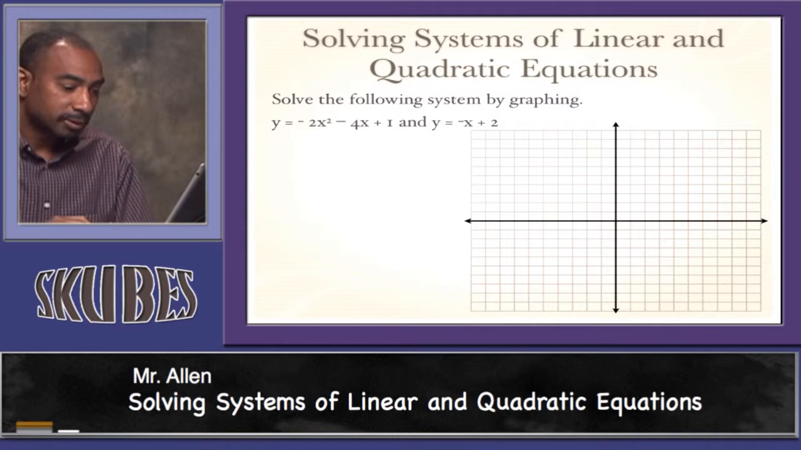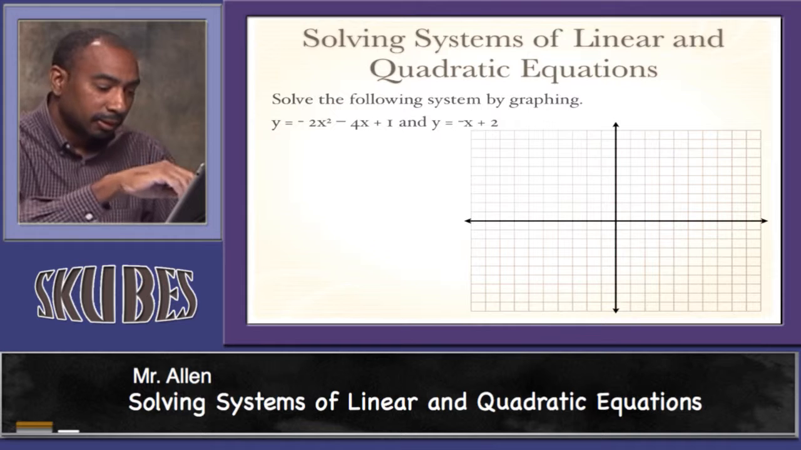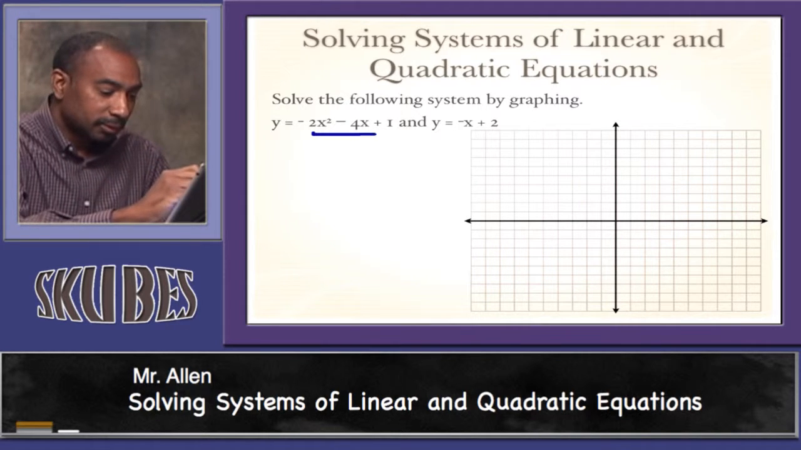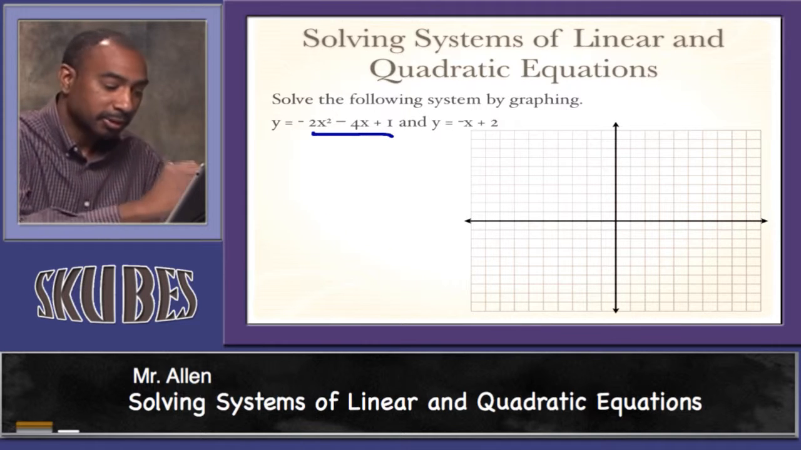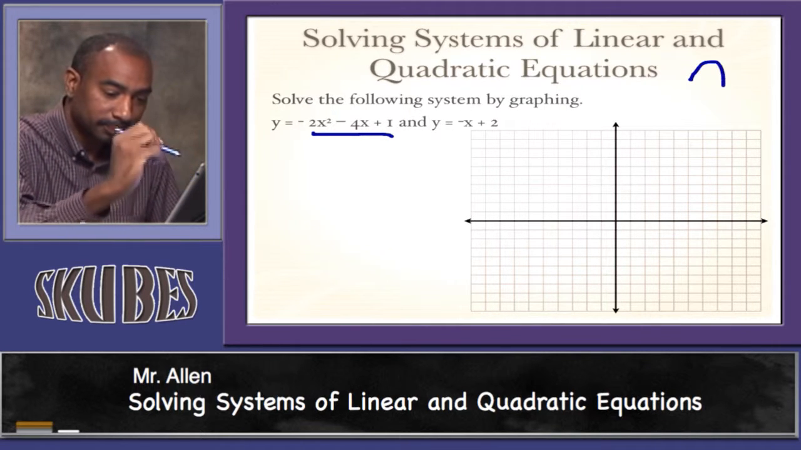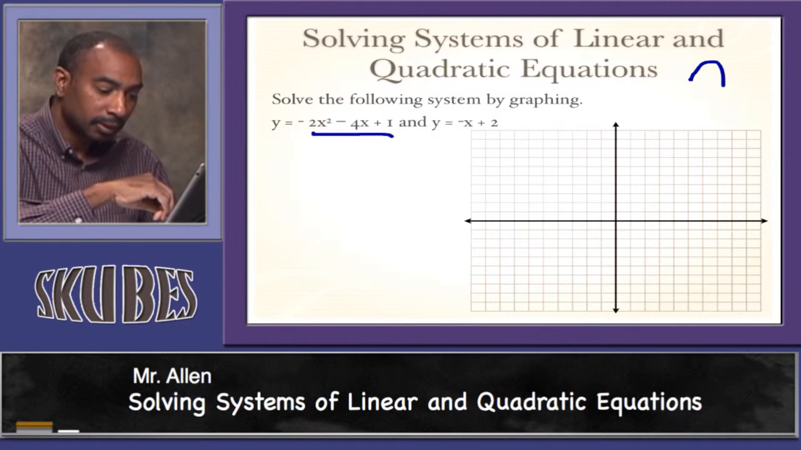Okay, solve the following system by graphing. All right, so we have this quadratic here. And I notice it's a negative coefficient in the leading coefficient, so we know it's going to have this shape here. And we have y equals negative x plus 2. So let's graph the linear first.